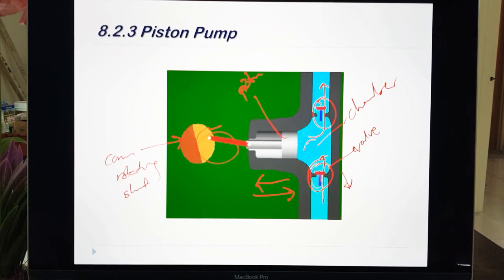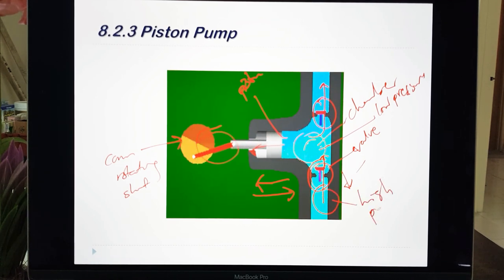So when the piston is moving backward, this particular chamber has low pressure, while the liquid over here has high pressure. So what happens is that fluid goes from high pressure to lower pressure. That's why this particular valve is opened, and the liquid will rush into this chamber.